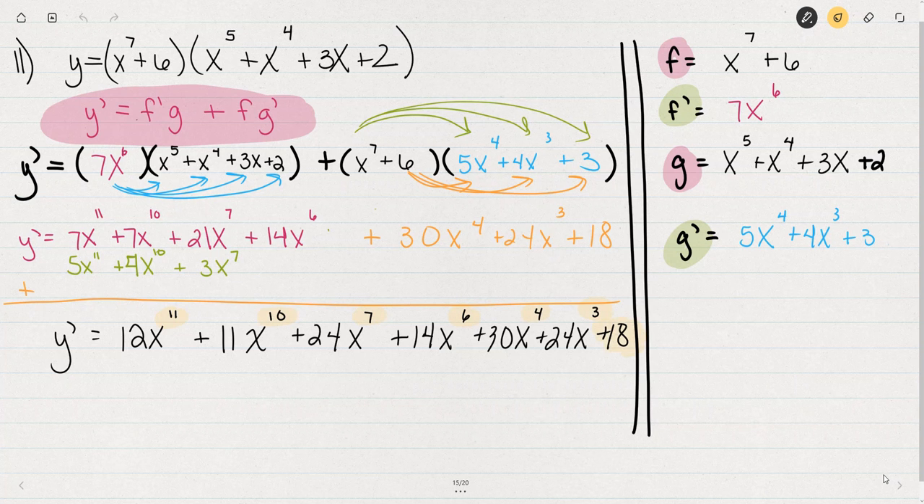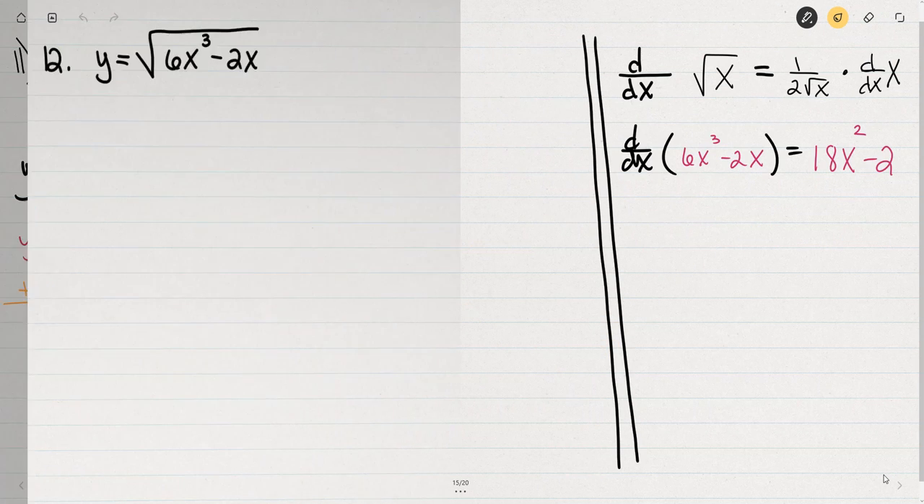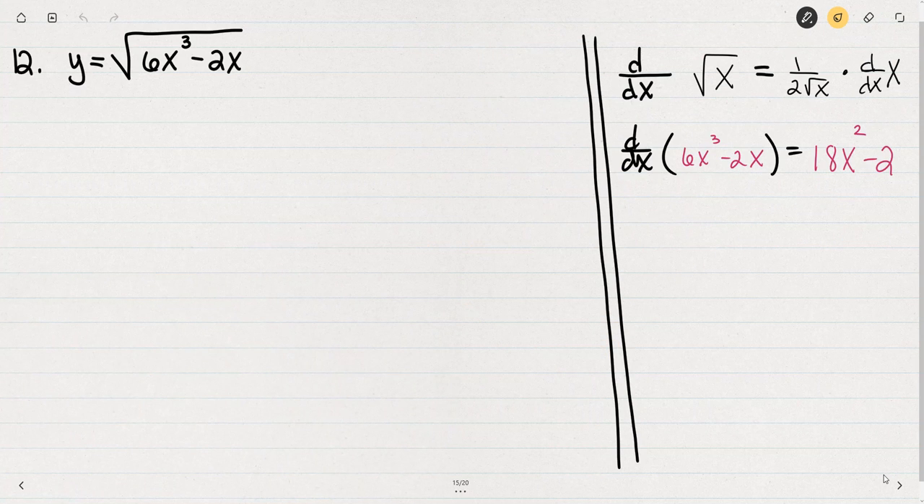That's the product rule. You see, it's not that challenging. It's a little messy, and with some careful work, you can get that right every time. Let's look at the derivative of a radical. Now, remember, we've got to think of this radicand as being in parentheses. This 6x cubed minus 2x is like a piece in parentheses.